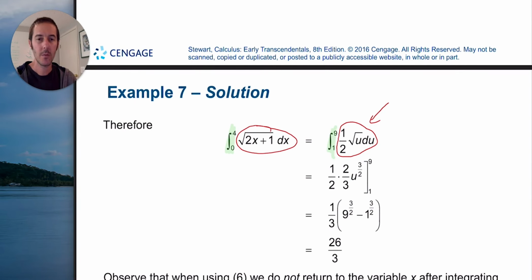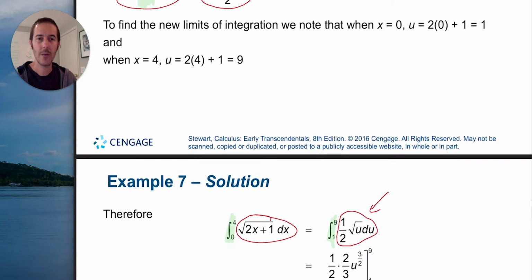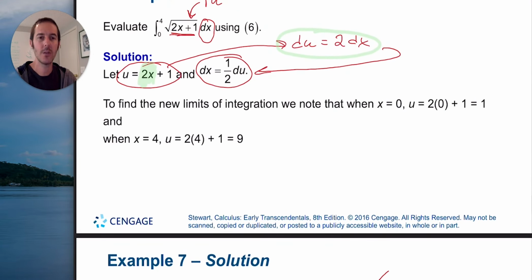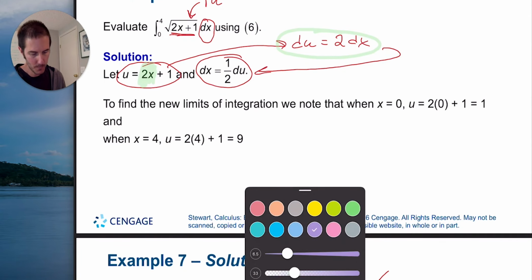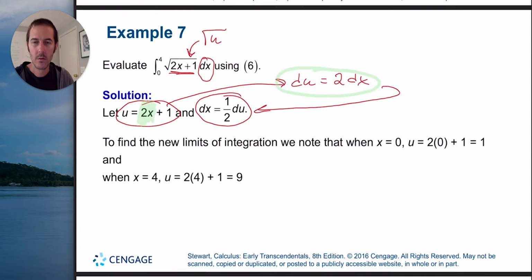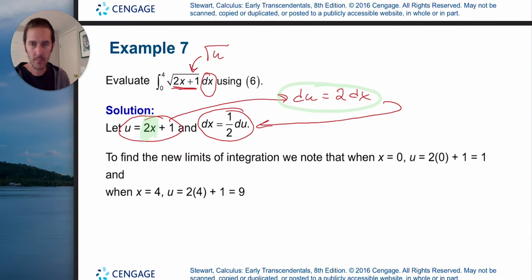The answer is because we're not working with the variable x anymore, now we're working with the variable u. 0 and 4 were x values. So we have to change those x values into u values. And how do I do that? I do that using this equation right here.